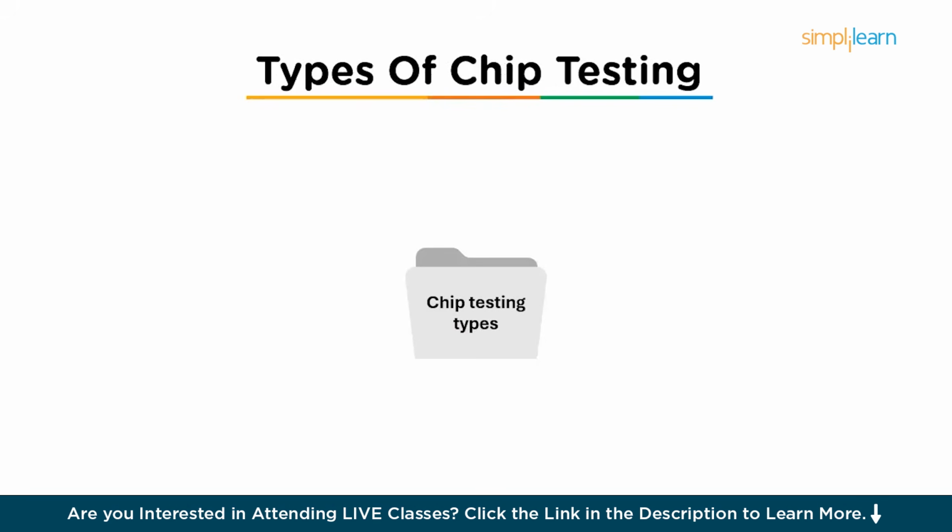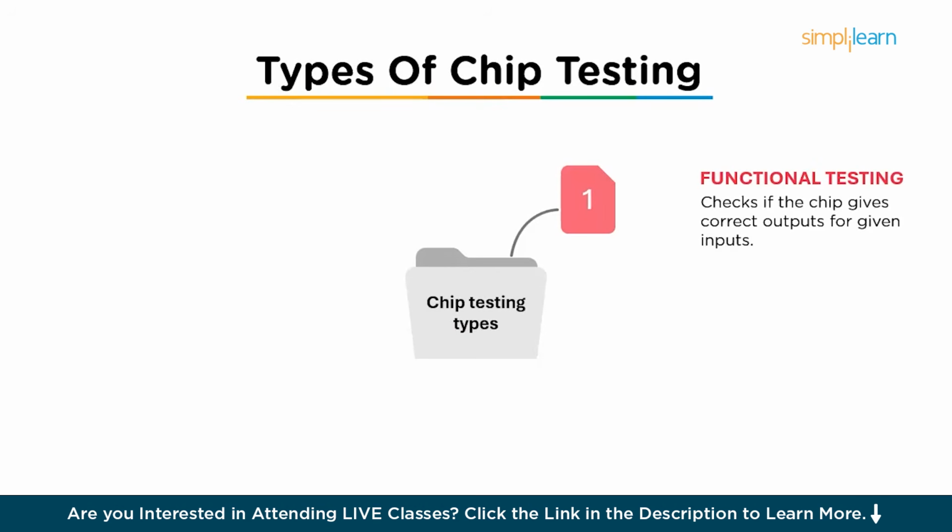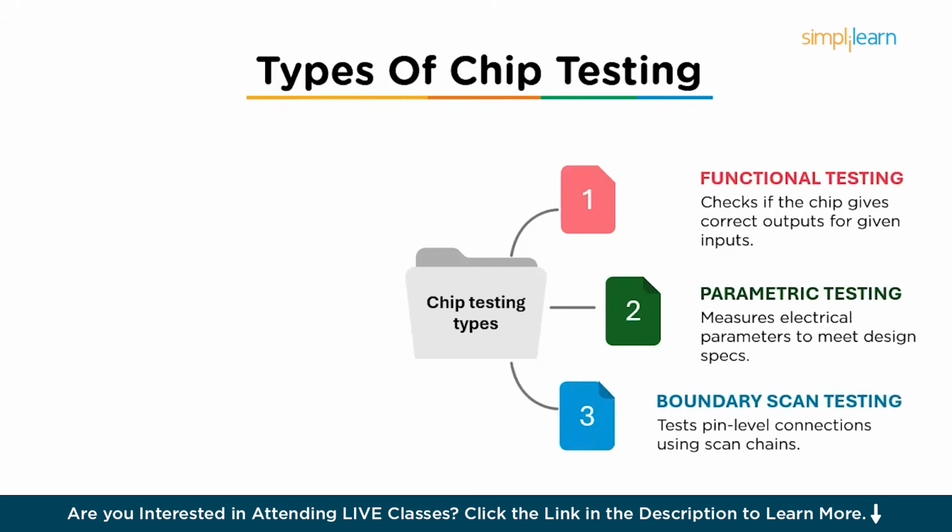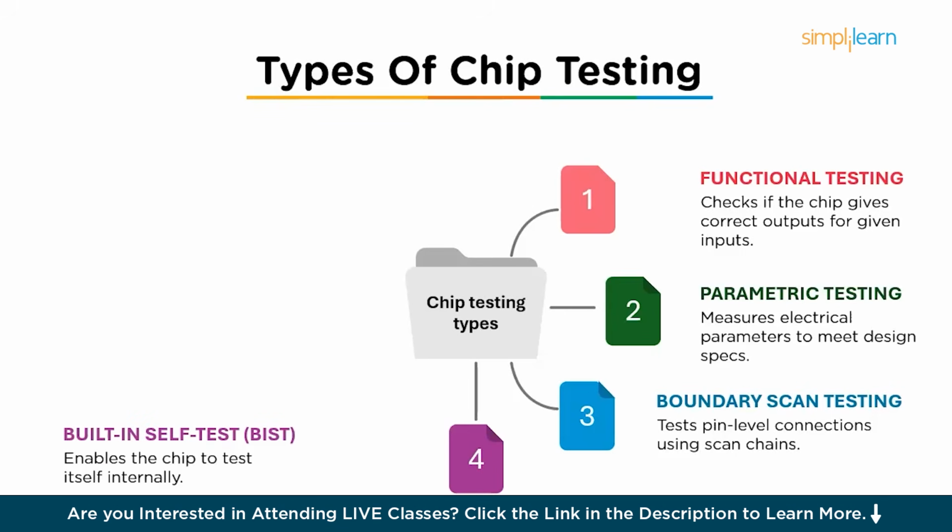So what are the types of chip testing? The first one is functional testing. It checks if the chip gives the correct output for a given input or not. Then comes parametric testing. It measures electrical parameters to verify they meet design specifications. Then comes boundary scan testing. It tests pin-level connections using scan chains. Then comes built-in self-test.